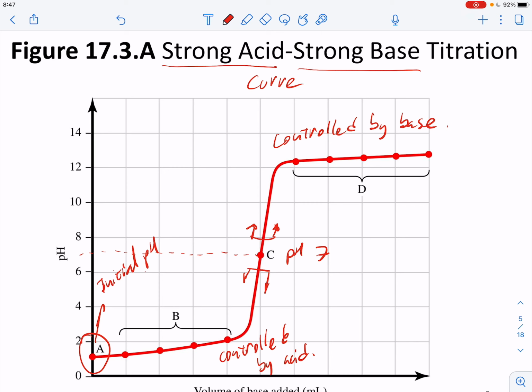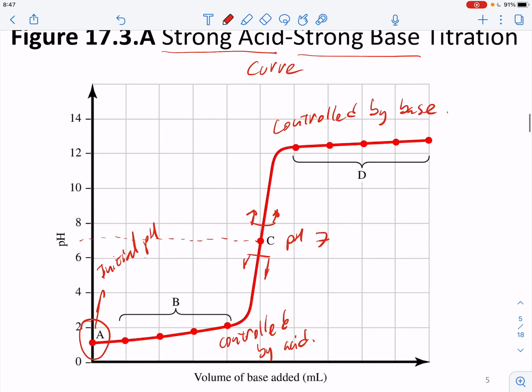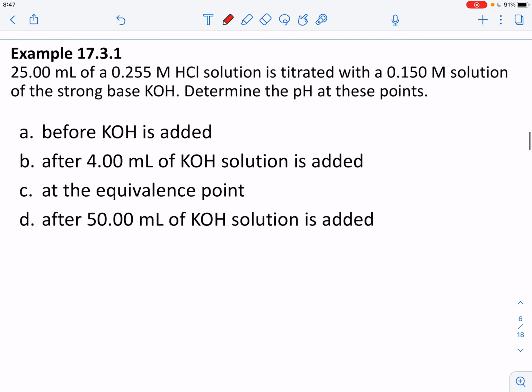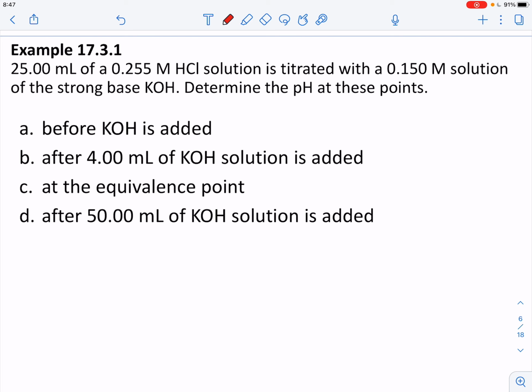So how is this useful? Well, you have to be able to calculate the pH at any point of that curve given the proper information. So in this particular problem, we have 25 milliliters of 0.255 molar hydrochloric acid. You are titrating that with a 150 molar solution of strong base KOH, and we want to determine the pH at all these points. Before you add any base, after you have added 4 milliliters of the base, at the equivalence point, and after you have added 50 milliliters of the base.